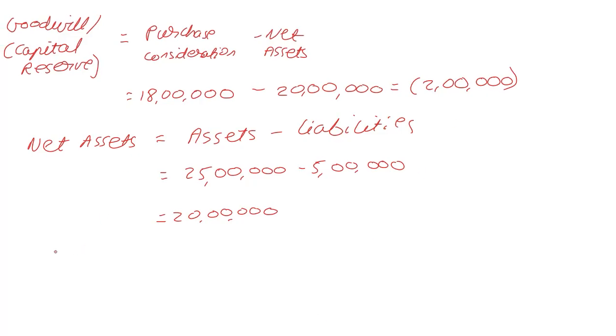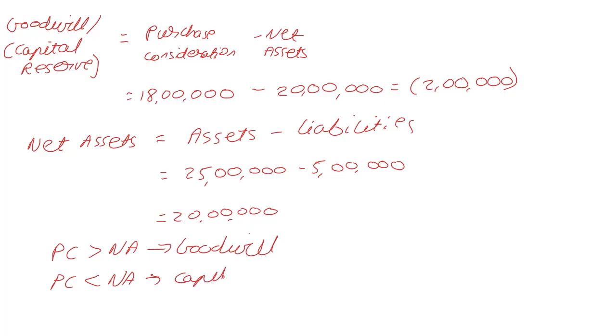Alternatively, just remember if your purchase consideration is more than net assets, then it is goodwill. If your purchase consideration is less than net assets, then it is capital reserve. So we're going to have a capital reserve account, which we know gets credited. We are able to find this out by comparing the purchase consideration and the net assets.